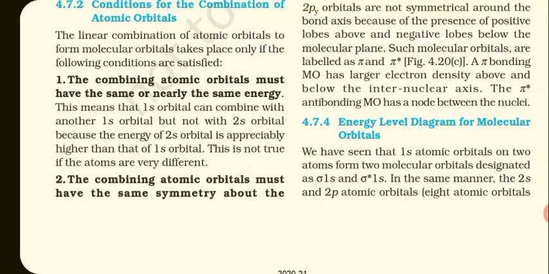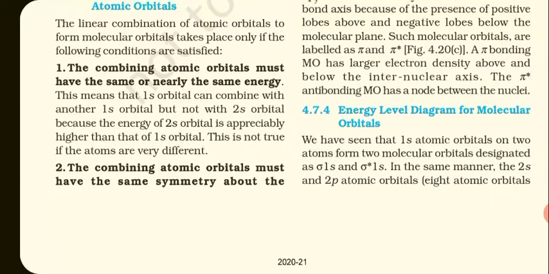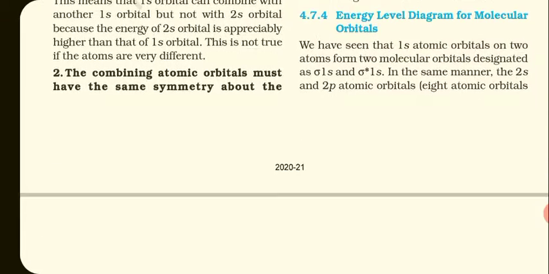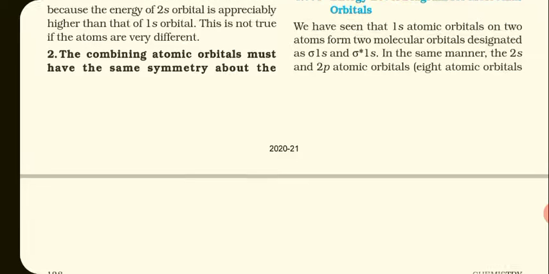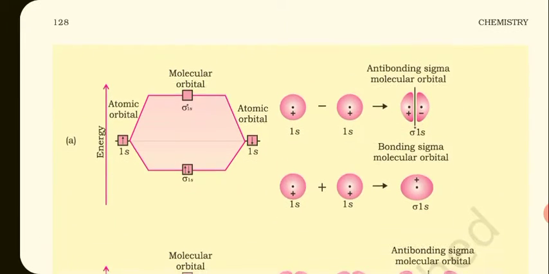A pi bonding molecular orbital has larger electron density above and below the internuclear axis. The pi star antibonding molecular orbital has a node between the nuclei. We'll see what these are one by one. The energy level diagram for molecular orbitals we'll see in this.